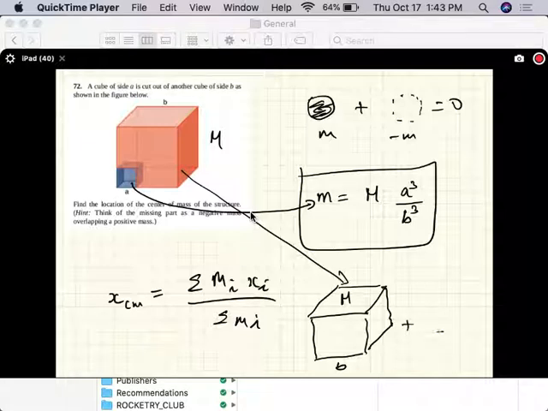Plus this phantom cube of negative mass of size A. And what is M? M is equal to that. Did you guys understand that? You take this whole cube and this negative mass, add them together, and this is what you get. Okay?